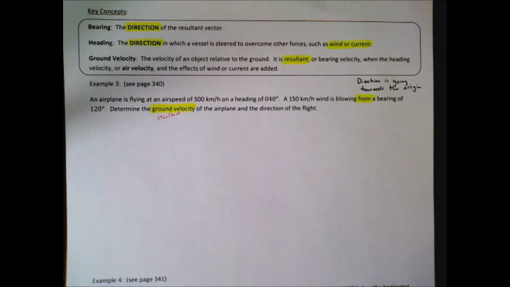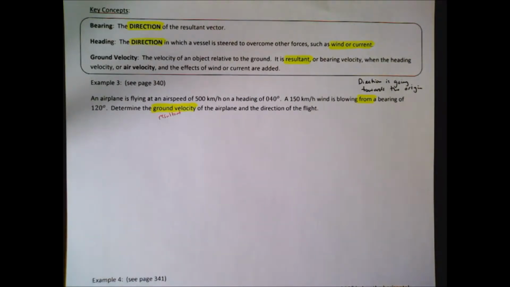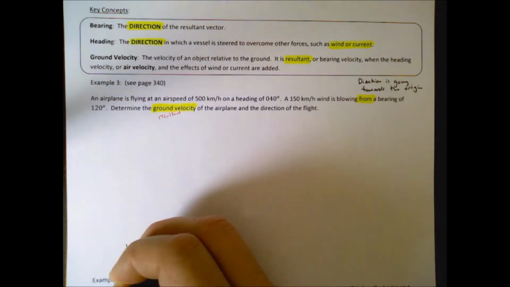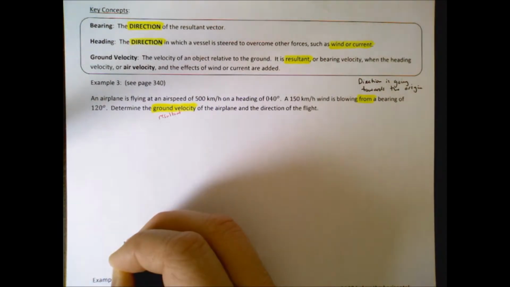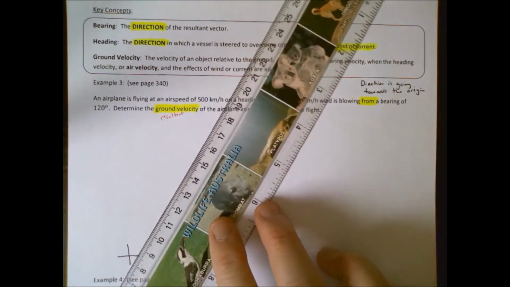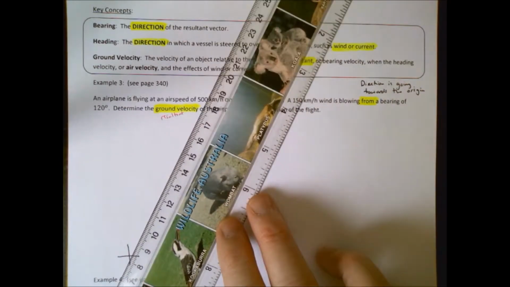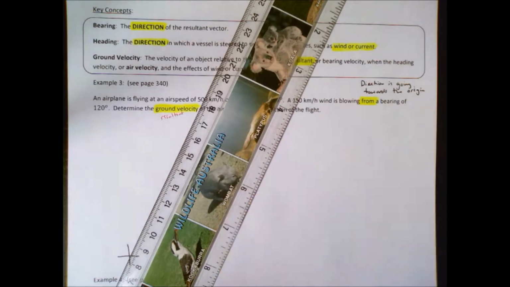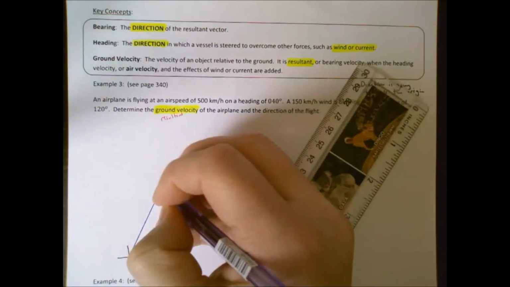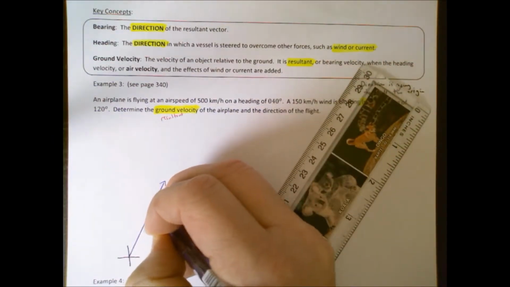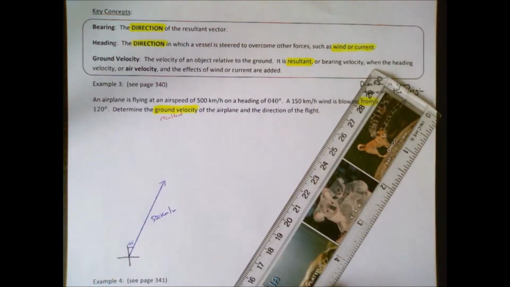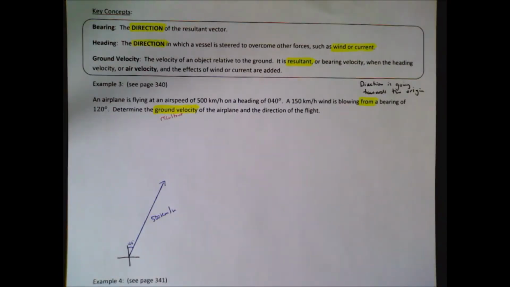All right, so let's draw our vector diagram. We'll start with the airplane. It's going in 040 degrees. That's 0, 0, 0. That's 0, 90. So I'm going to draw a vector going here. Looks good. That is 500 kilometers per hour. That angle there is 40 degrees. So that is the airplane. That's the airspeed right there.